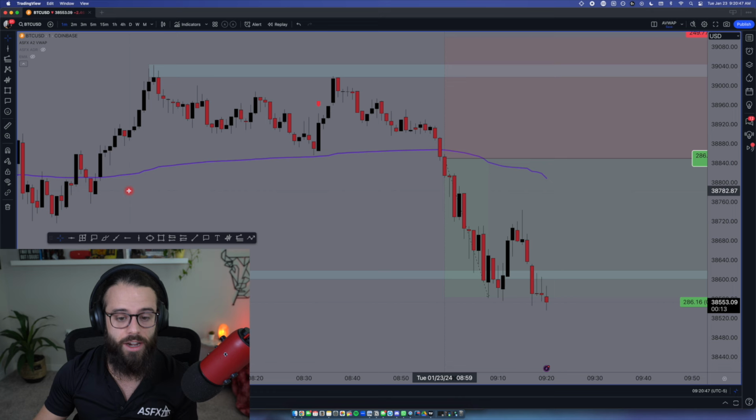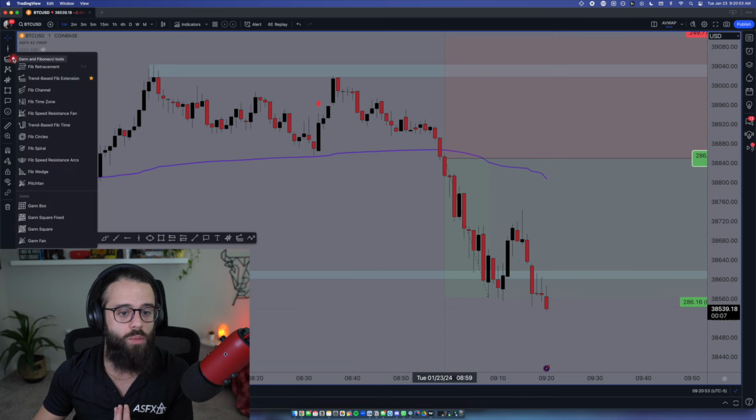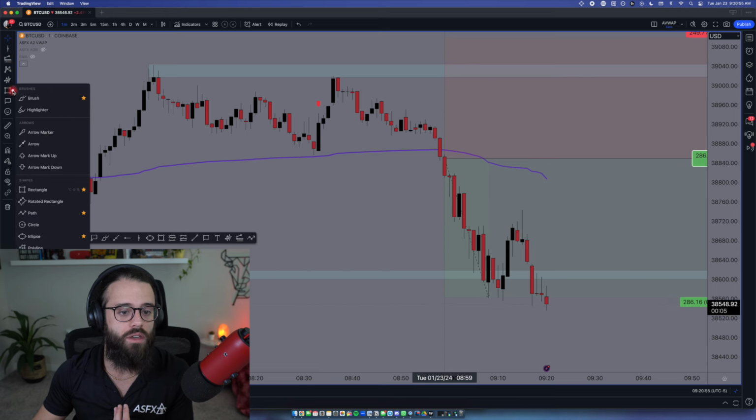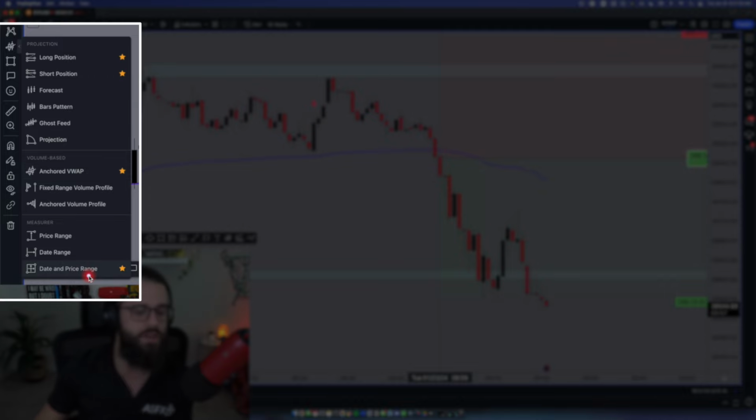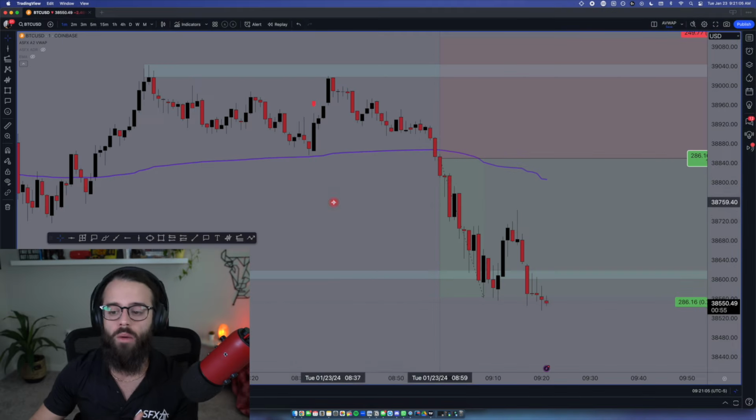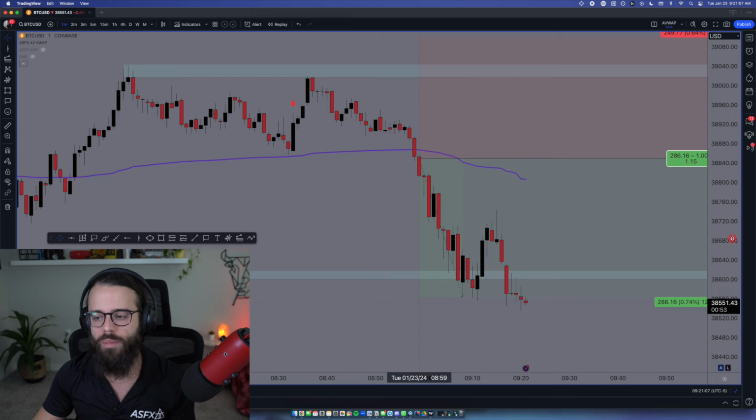Now, to mark the entry, I'm either using the short tool or the long tool. You can find those as well right over here on the left side toolbar in the, where is it here? Is it in this section? No, it's in one of these sections. It shows you how much I know since I already have it saved. There it is, in the projection. This is where you can find the anchored VWAP tool, the date and price range, but also the long and short. Now, when I'm doing markups, you want it to be clean, right?